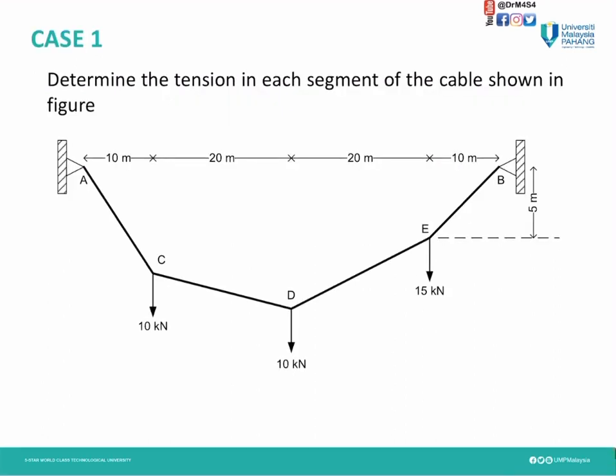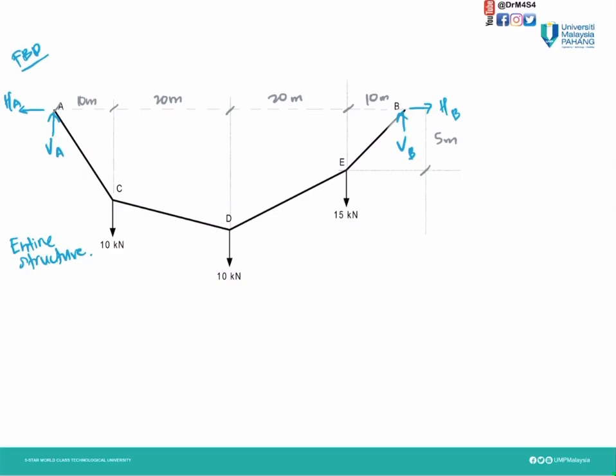Now, let's do case 1. For this one, we need to determine the tension in each segment of the cable. It is supported at A and B, so draw the free body diagram. Due to the supports at A and B, we're going to have reactions in horizontal and vertical. So we assume that is the direction for forces at the support.